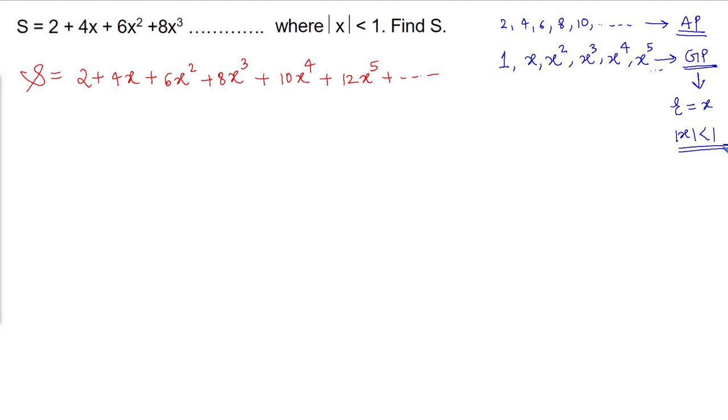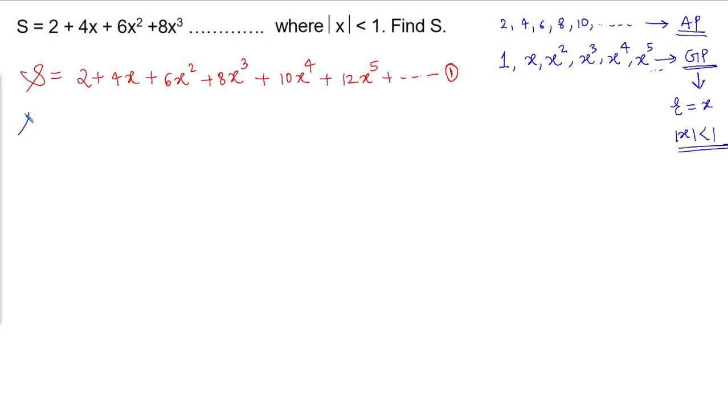So the first step is to remove the arithmetic progression from this series. Let's call this equation number 1. Step number 1: in the GP the value of r is x. So whatever is the value of r, let's multiply equation 1 with the value of r. That is, let's multiply equation 1 with x.